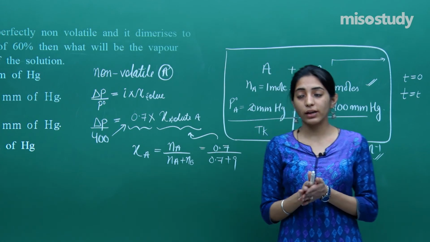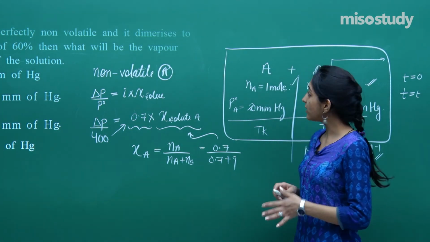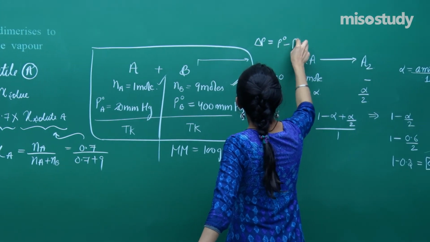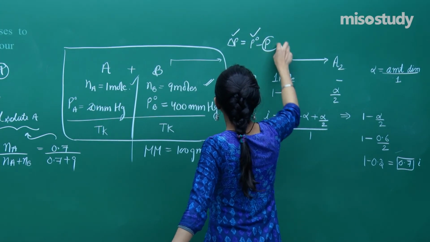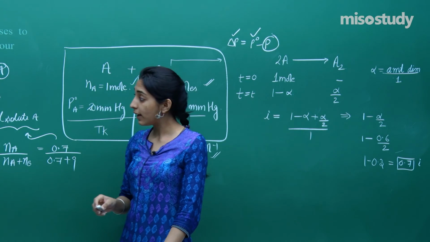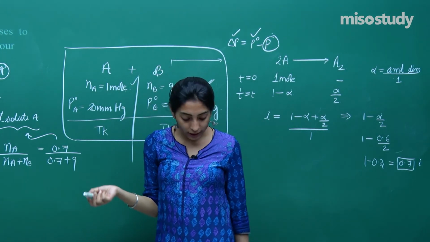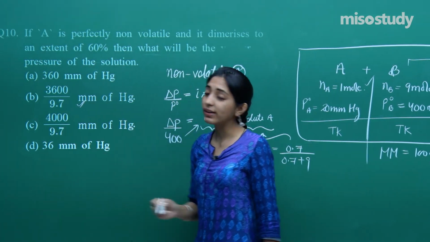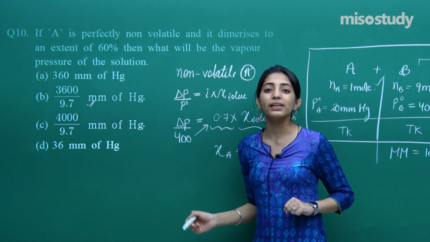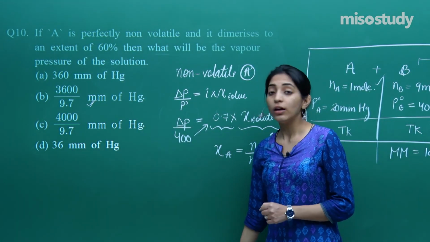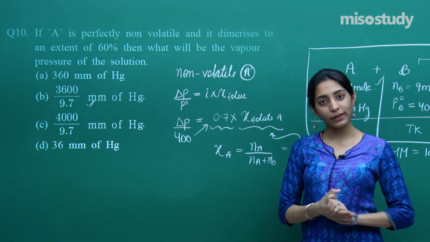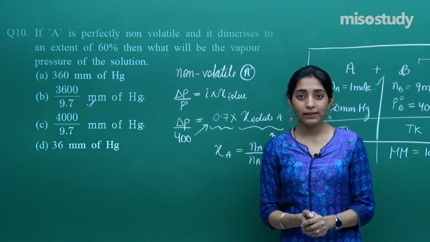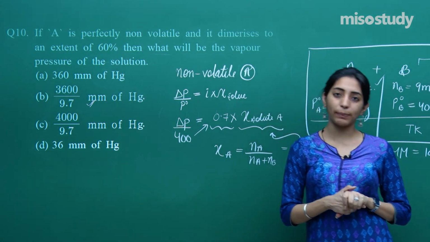So once you get the value of delta P, so you can say delta P is equal to P naught minus P. This is known. You can easily calculate the value of P. And if you solve, I think I have solved it, the answer will come out to be 3600 divided by 9.7. Check it out because I did it and I was getting this answer. You also check it out. Okay. So guys, this was the question number 10th of JEE Advanced Pattern paper.